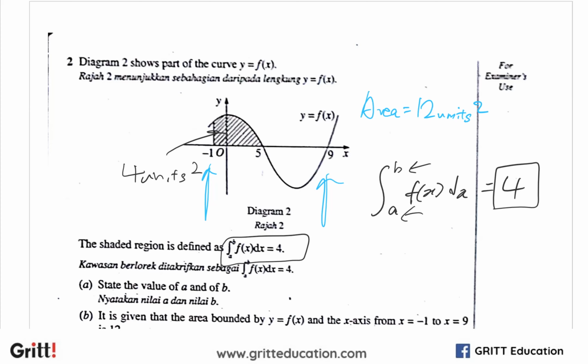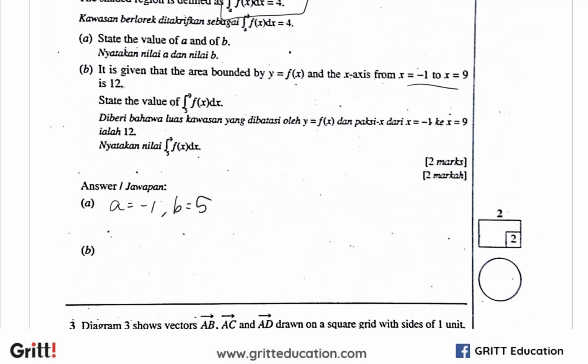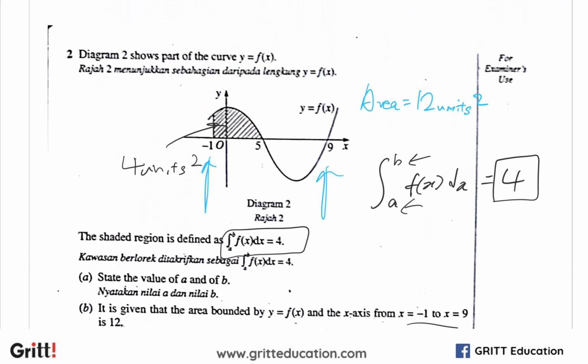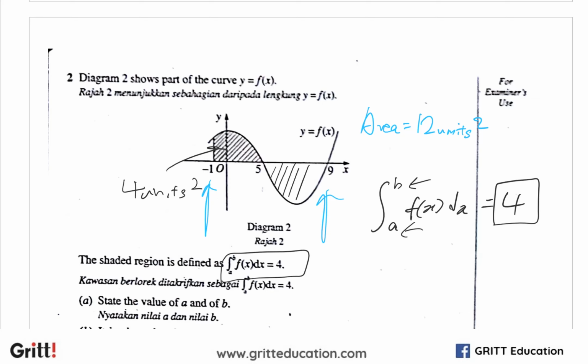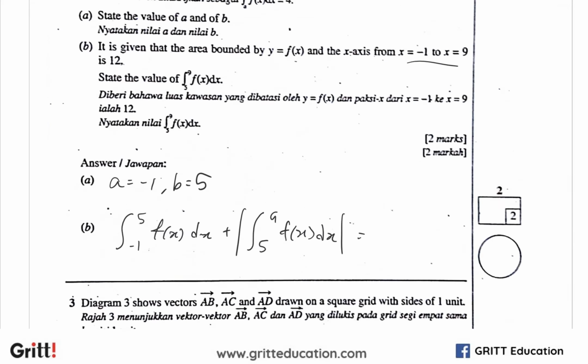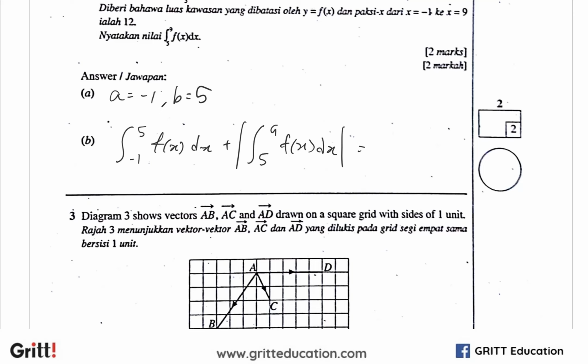So what it actually means is that, in written form, the integral from -1 to 5 of f(x) dx plus the integral from 5 to 9 of f(x) dx. But we want to put that because remember that when you actually calculate the integral for any area that's below the x-axis, it turns out a negative number. So we do not want that. We only want the positive value, or in this case the magnitude. Alright, so we put a modulus there. Then it refers to 12. So everything is equal to 12.